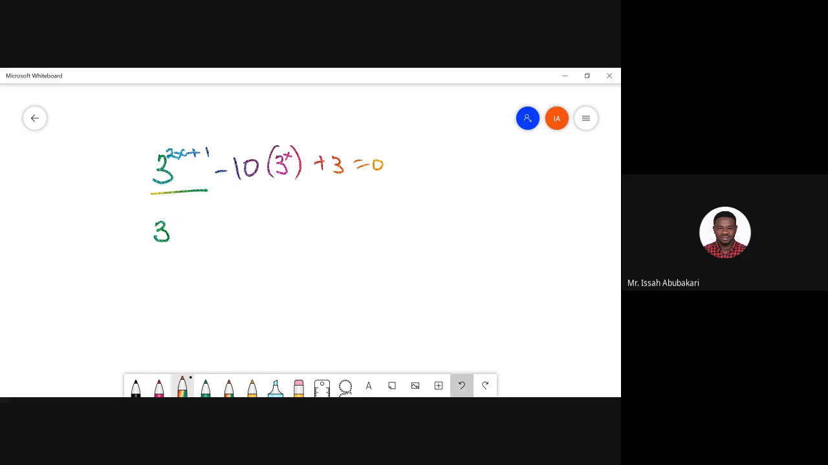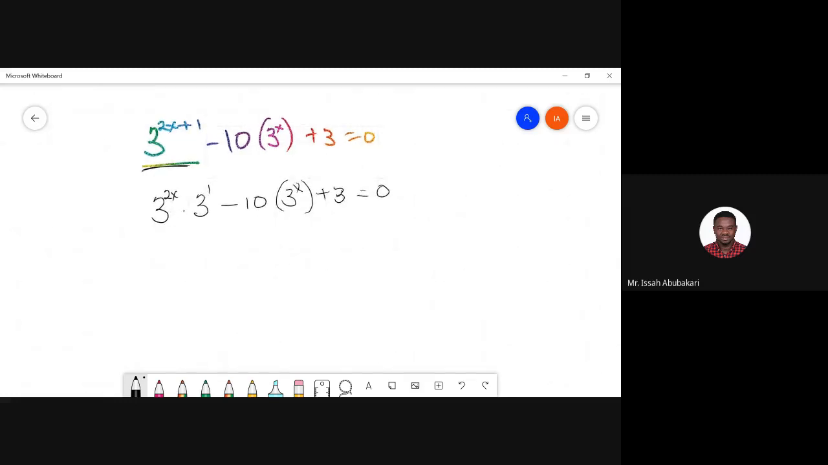3 exponent 2x times 3 exponent 1, right? For only this one, the expansion can be written as this. Okay, so minus 10, 3 exponent x plus 3 is equal to 0. Okay, so with this, what we are going to do is we want to change this side to be the same as this side.